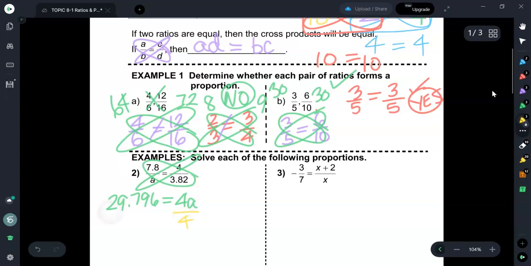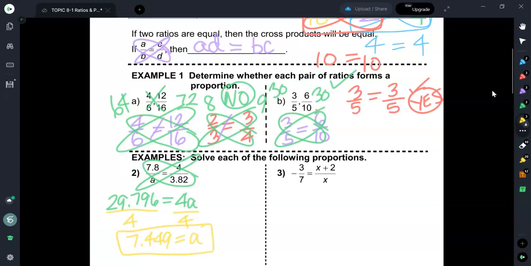I'm going to divide both sides by 4. So when I use my calculator and I take 29.796 and I divide it by 4, I end up getting 7.449. So that is your answer. A is 7.449. Now, I'm not going to have you round right now and worry about significant figures.